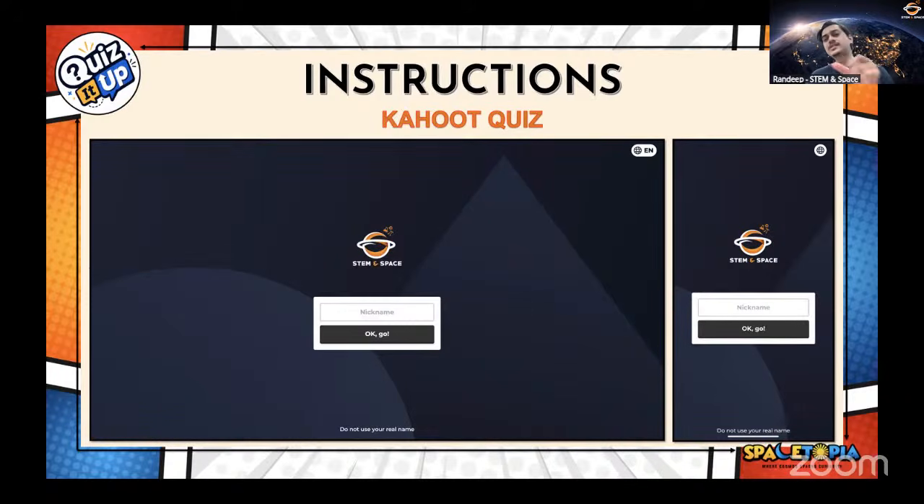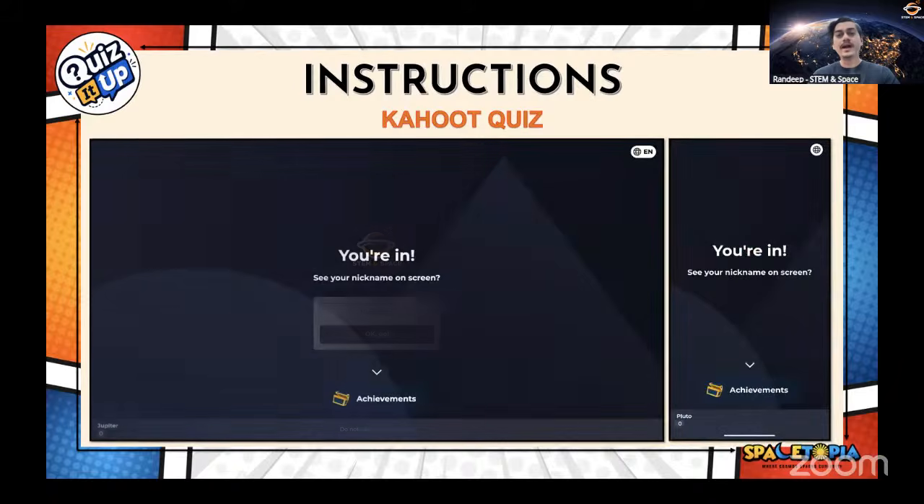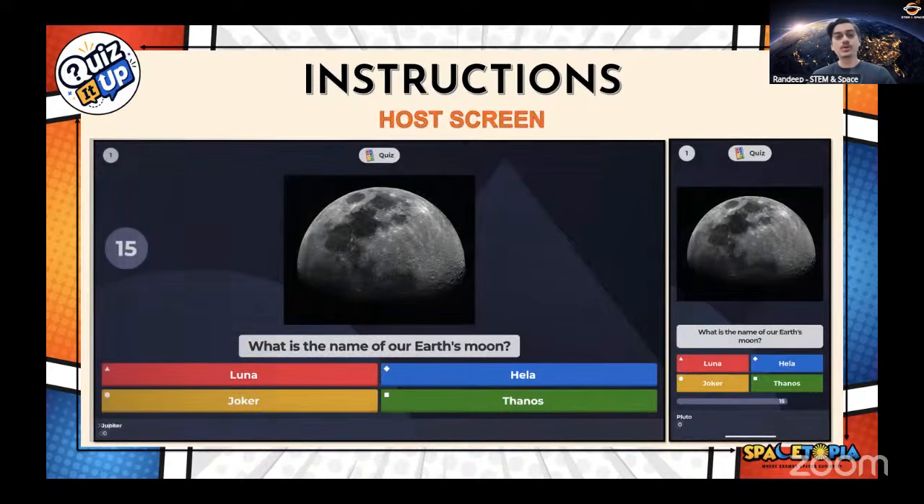Once you click on the link or scan the QR code for joining the quiz, you will get the option to enter your name. Although it says do not use your real name, please do use your real name, otherwise we won't be able to recognize you. Enter your real name, click on OK Go, and this is where you need to stop. Please do not click on achievements or anything. Once I start the quiz from my end, it will automatically start on your screen.